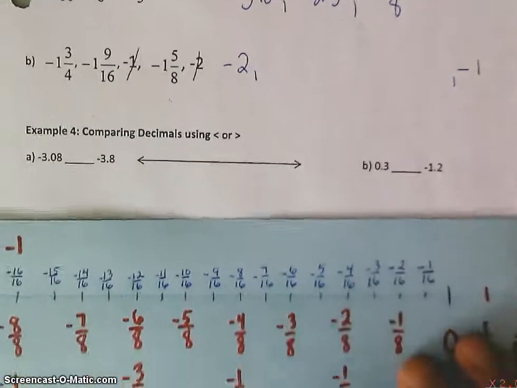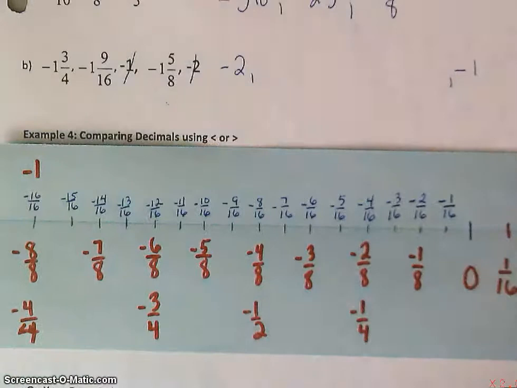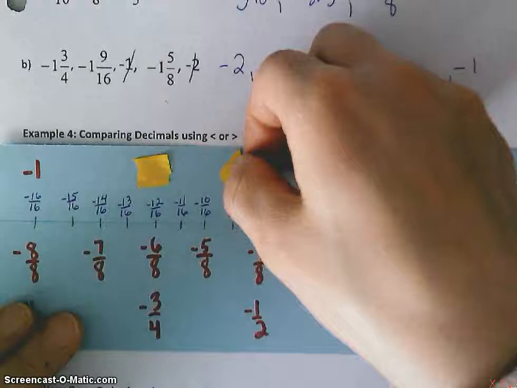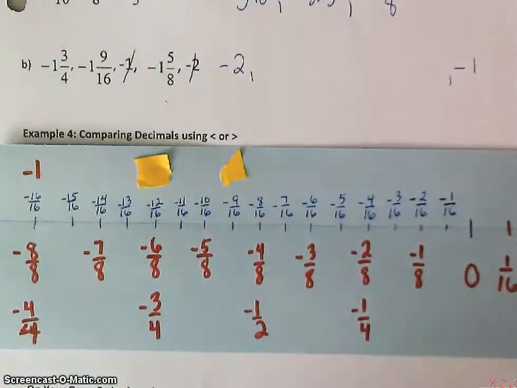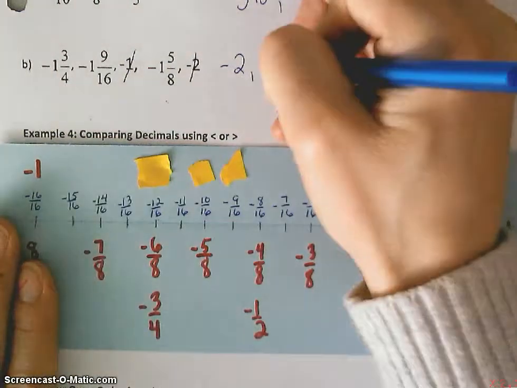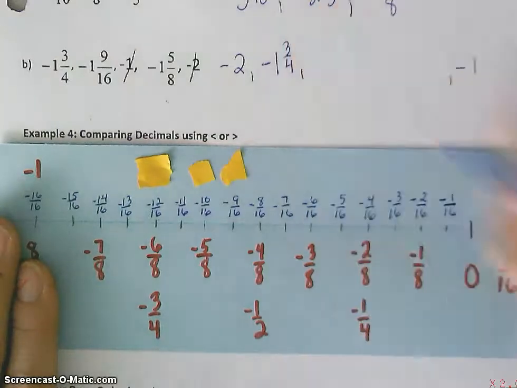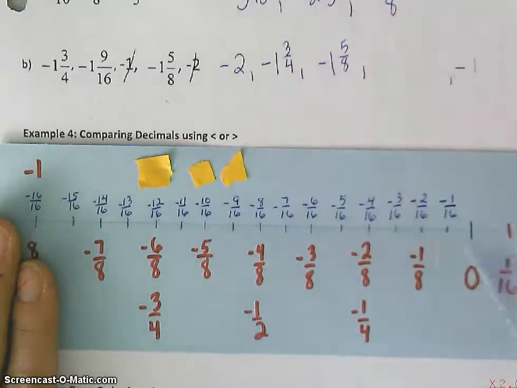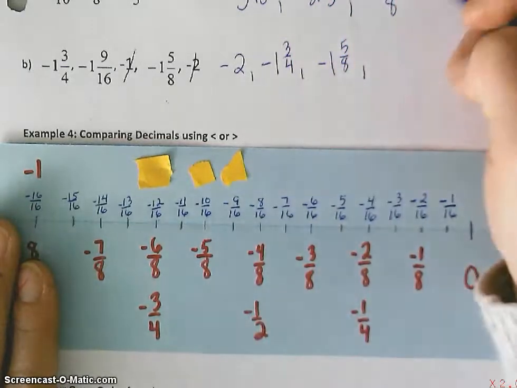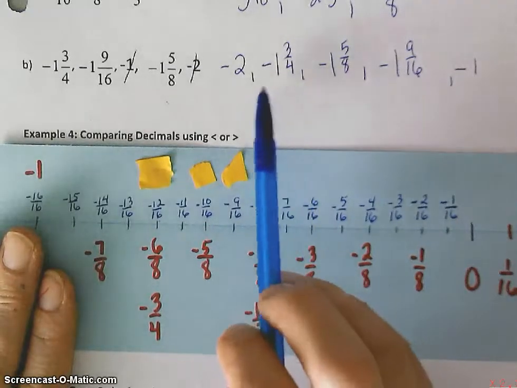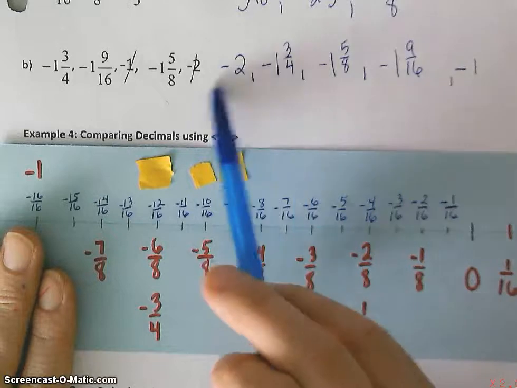Well, I'm going to go to my 16ths graph, and I'm going to graph each of those. So I have 3/4, which is right here, and then I have 9/16, which is right there, and I have 5/8, which is right there. As you can see, they're all fairly close to each other. But -1 3/4 will come first because he is the furthest left. -1 5/8 will come next. And then -1 and 9/16 will be third. So in order, -2 all the way up to -1, with all of those mixed numbers in the middle.